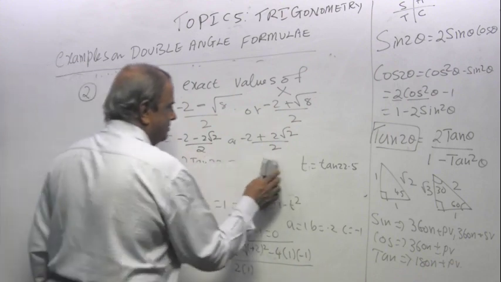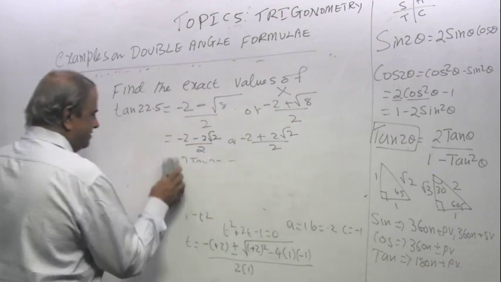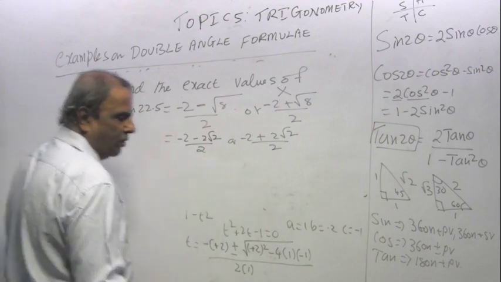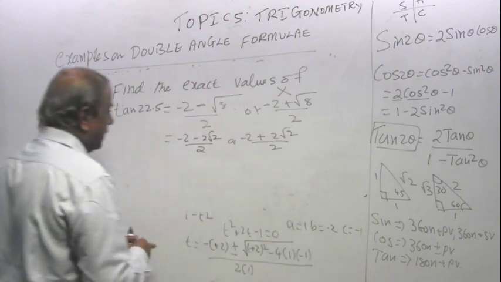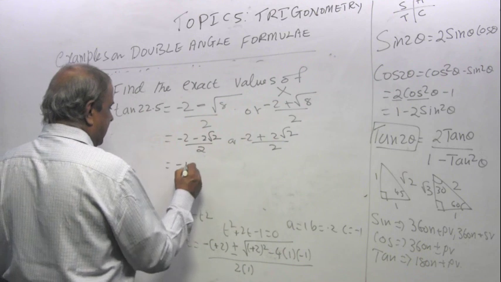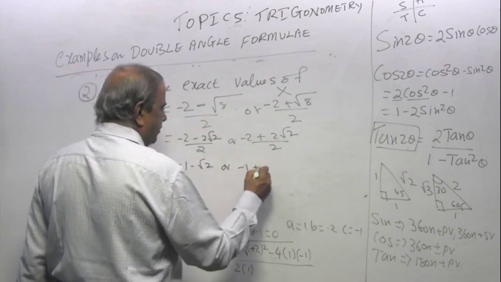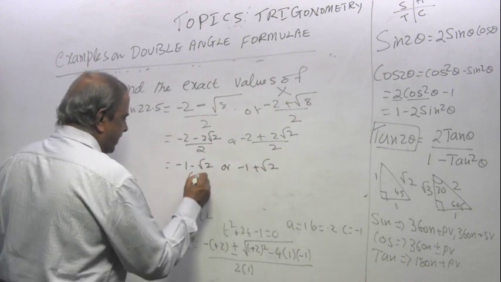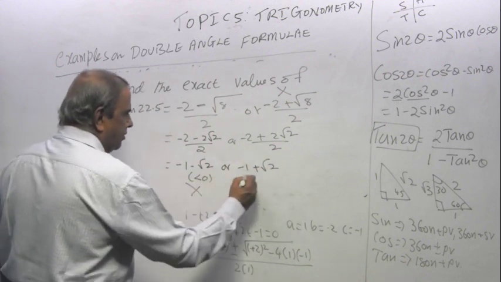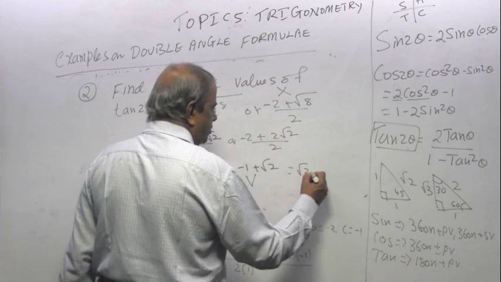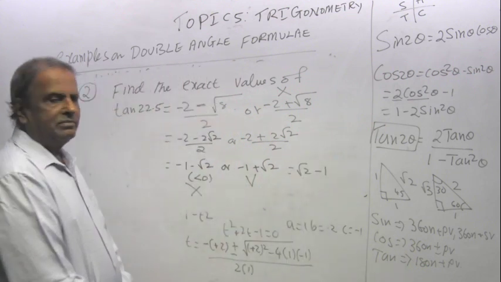This thing happened because when you're writing it, at times it's an oversight. It does happen. Sorry about it. So it becomes minus 1 minus root 2 or minus 1 plus root 2. This is negative, so not possible. So the answer is root 2 minus 1.